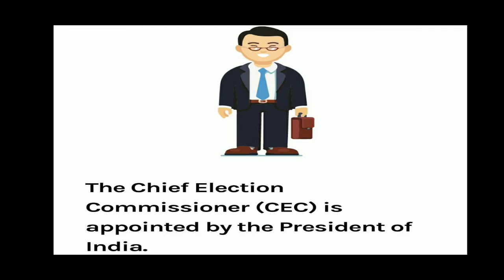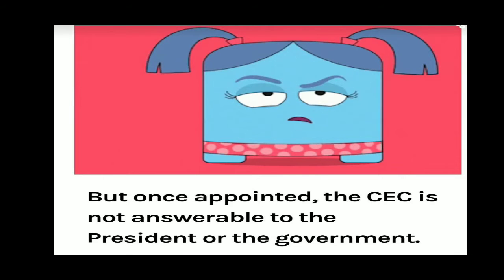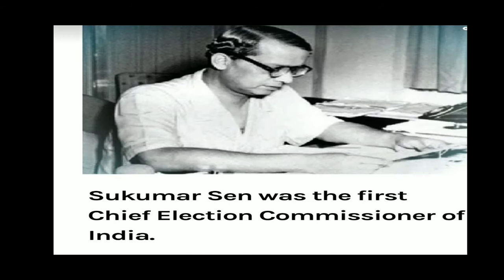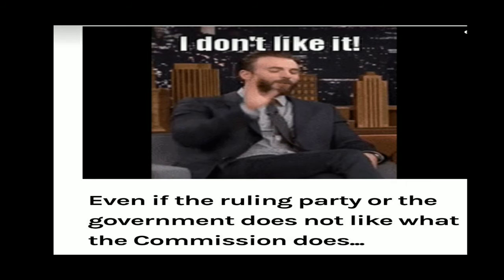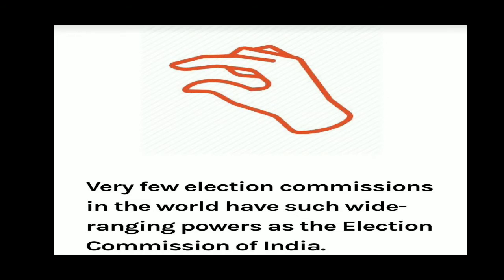The Chief Election Commissioner, CEC, is appointed by the President of India. But once appointed, the Chief Election Commissioner is not answerable to the President or the government. Sukumar Sen was the first Chief Election Commissioner of India. Even if the ruling party or the government does not like what the commission does, they are not able to remove him from his post. Very few election commissions in the world have such wide ranging powers as the Election Commission of India.